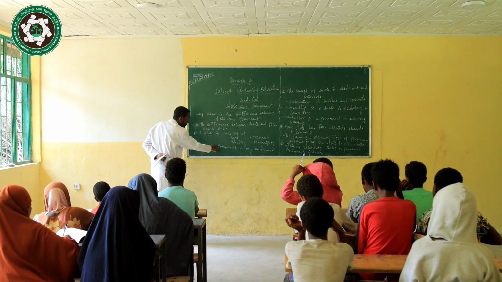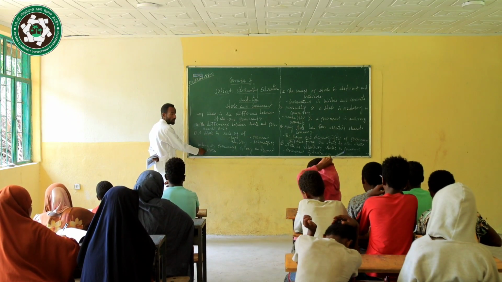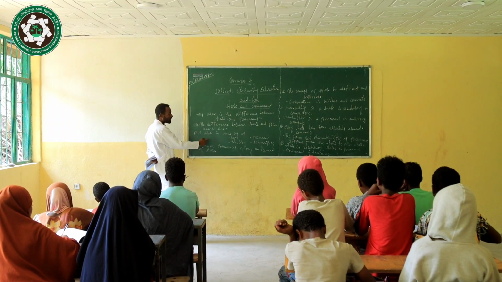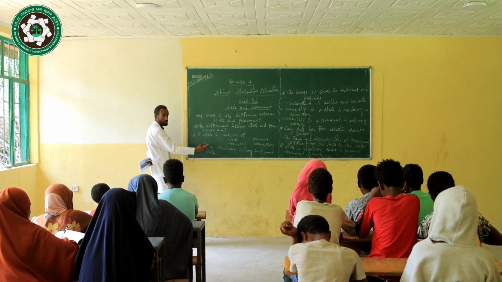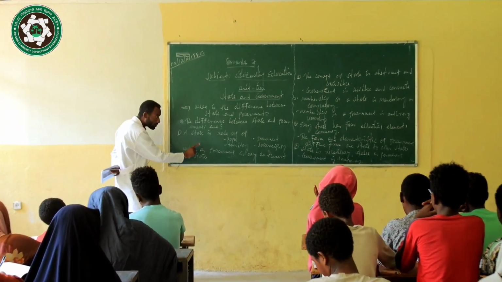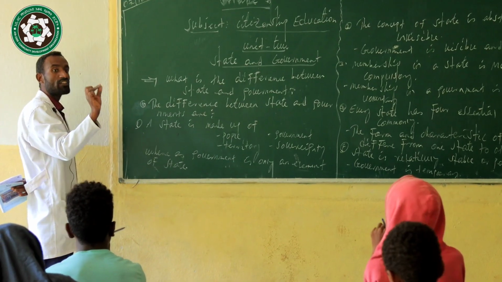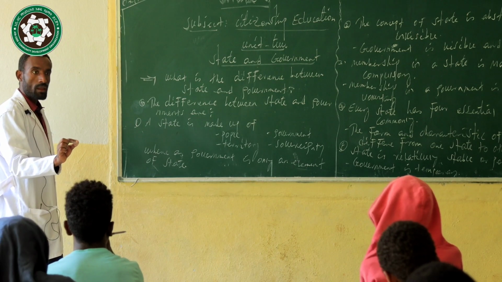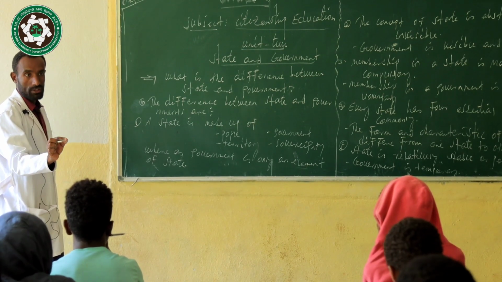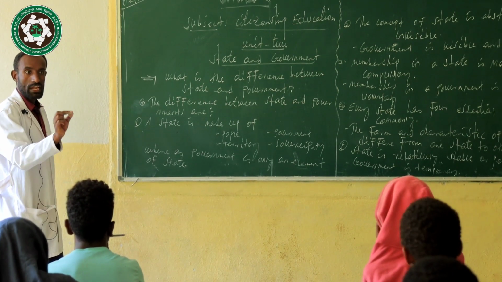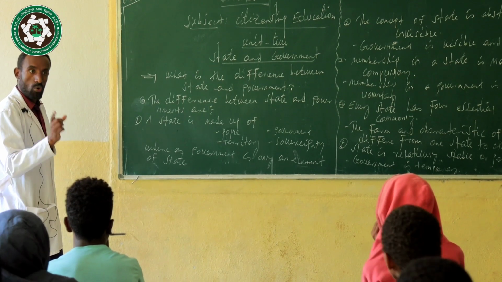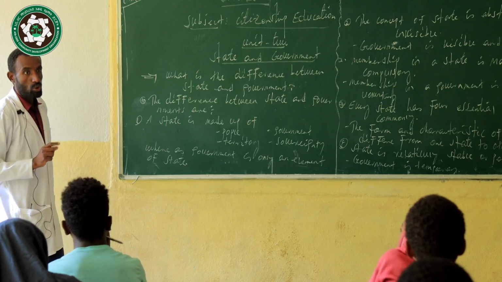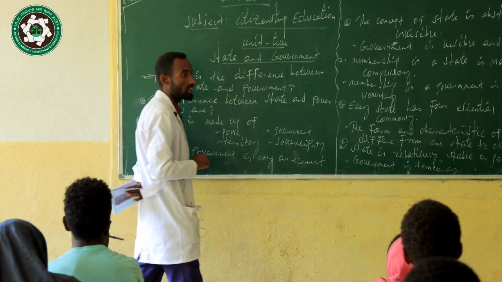Whereas government is only an element of the state. Look at it: government is only an element of the state. It means that a state is made up of four elements, whereas government is only an element of a state. This is the main difference between state and government. A state contains four elements: population, territory, government, and sovereignty, whereas government is only an element of the state. So this is one difference between state and government.